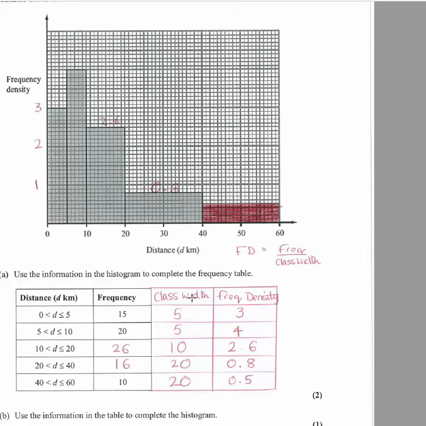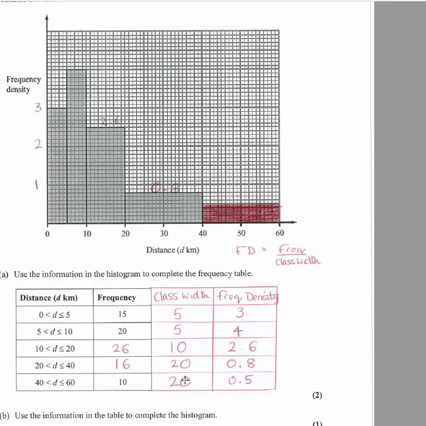The first one is called the class width, and that's basically the width of the bar that they've given you. The first one goes from 0 to 5, so it's 5 wide. The next one goes from 5 to 10, so that's 5 wide. The next one goes from 10 to 20, and that's 10 wide. You get the idea. This one goes from 20 to 40, that's 20 wide, and this one goes from 40 to 60, so that's 20 wide.